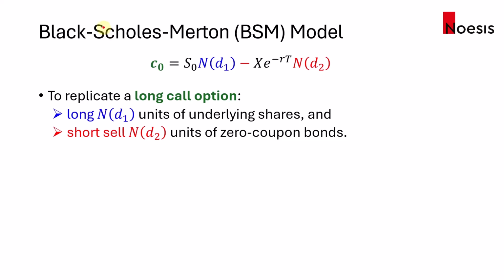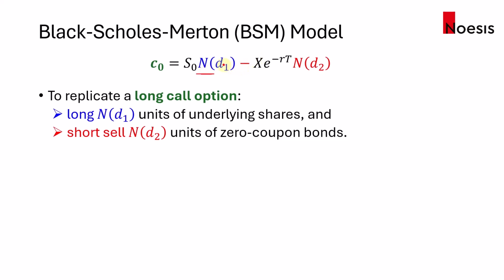In this video, I'll be covering the replication of call and put options with the Black-Scholes-Merton model. So we'll start with the call option formula, where C is equal to S, the underlying price of the share, multiplied by N of d sub 1. This is based on the standard normal distribution for the cumulative probability.